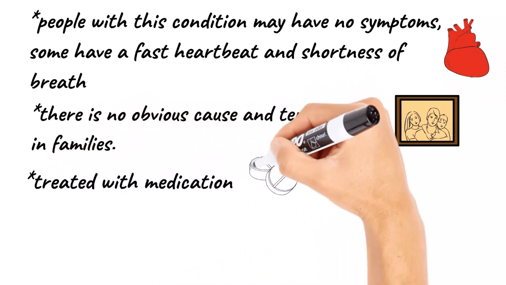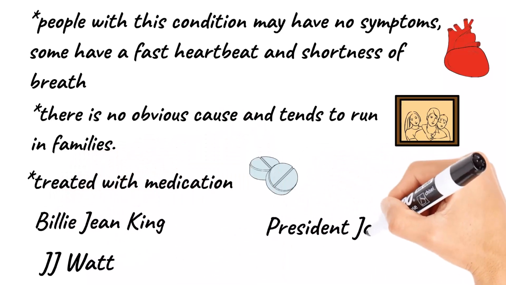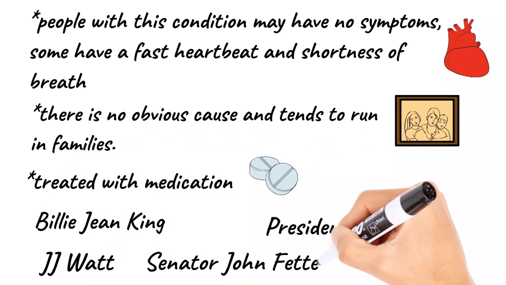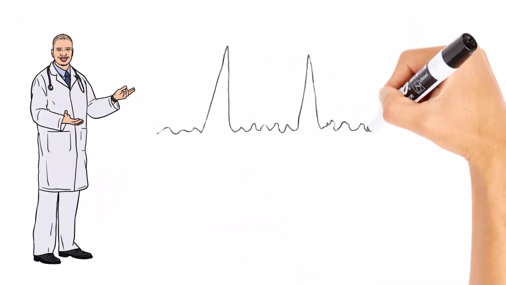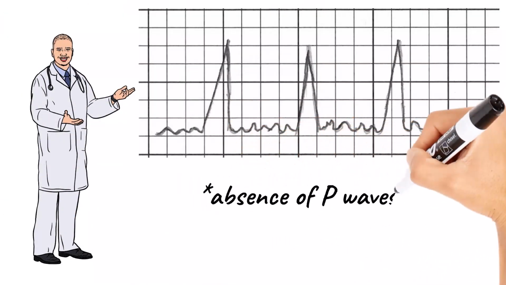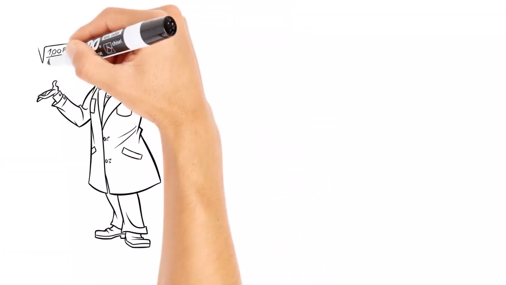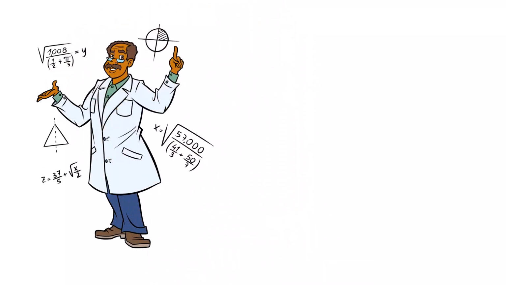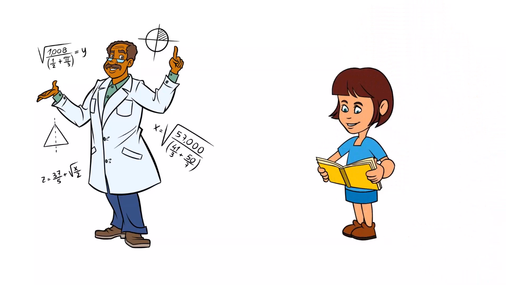Famous people with AFib are J.J. Watt, Billie Jean King, President Joe Biden, and Senator John Fetterman. The EKG for atrial fibrillation shows an absence of P waves and irregular QRS complexes. The EKG is a lot more nuanced than the gloss-over treatment I gave it here. This video just addressed the basics when it comes to reading an EKG.